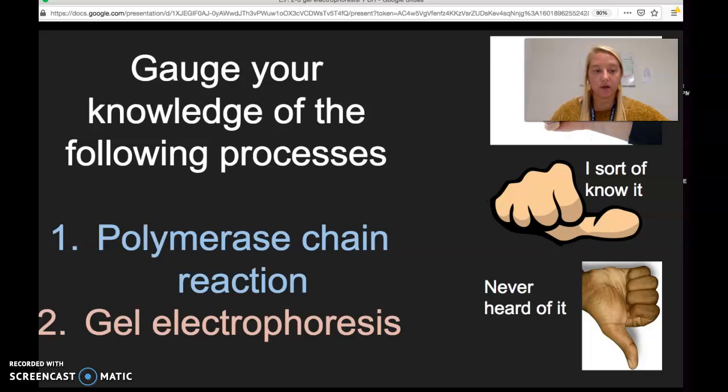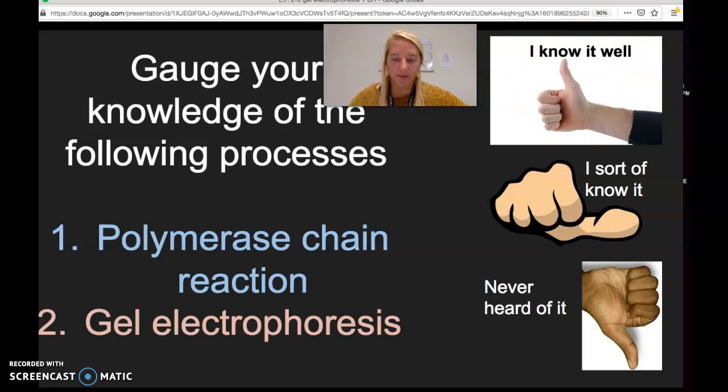Okay, so gauge your knowledge for me. If you can do this at home, that would be awesome. What's your knowledge on the following processes? Polymerase chain reaction and gel electrophoresis. Thumbs up as I know it really well. Thumbs to the side as I sort of know it. And thumbs down as I've never heard of it ever before. And that's okay. I just sort of want to know where you start with this, especially because if you don't know it very well, we need to go over it in pretty nice detail.